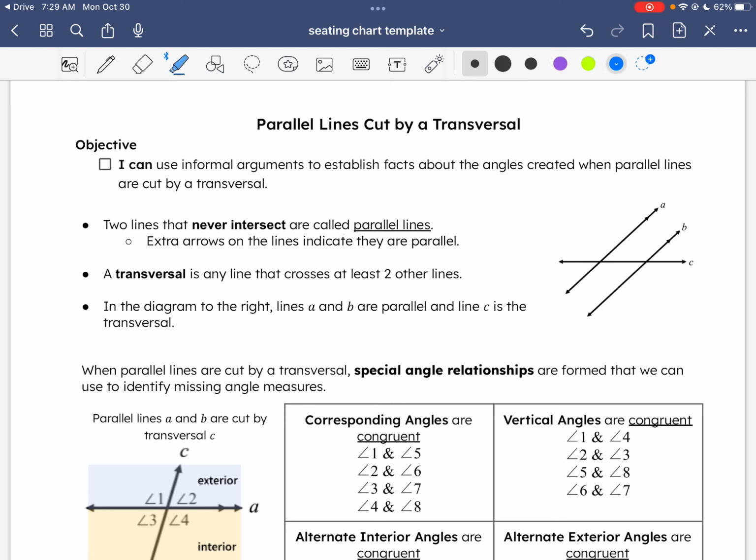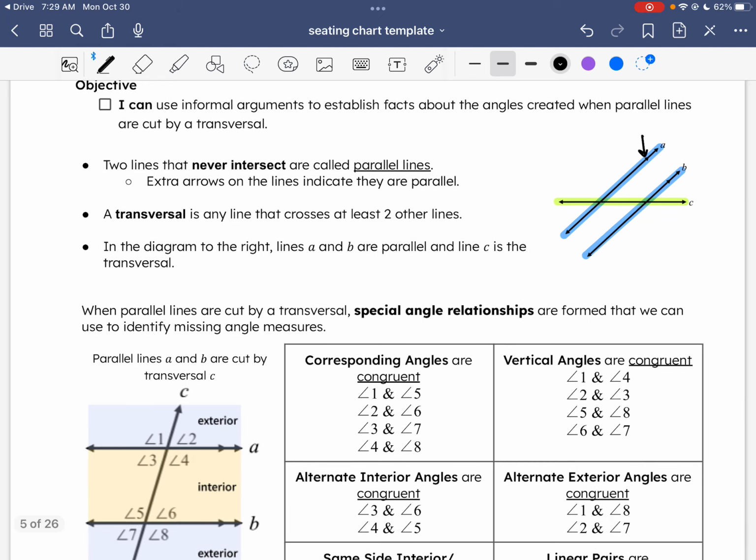Parallel lines are two lines that never intersect, they never cross, they are the same distance apart forever and ever. A transversal is any line that crosses at least two other lines. And the way we know that lines are parallel is either by these additional arrows right here, or if the problem tells us the lines are parallel. So in this problem, the blue lines are the parallel lines and the green one is the transversal.